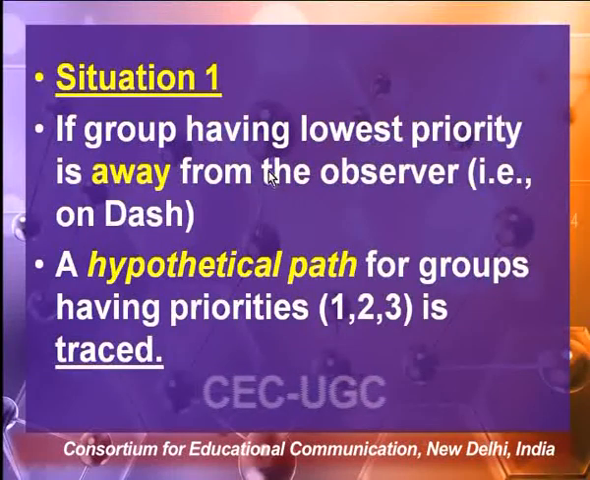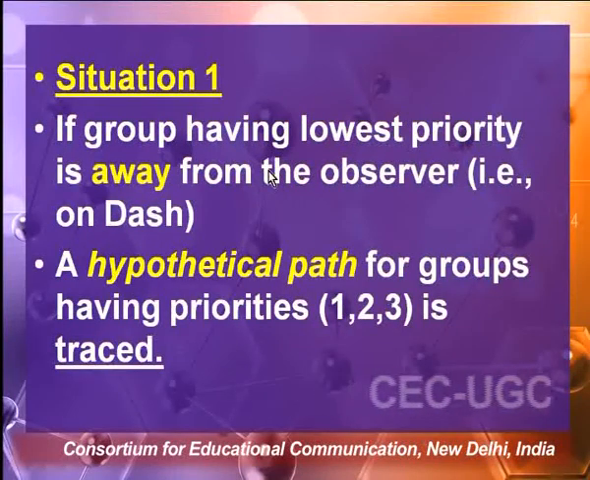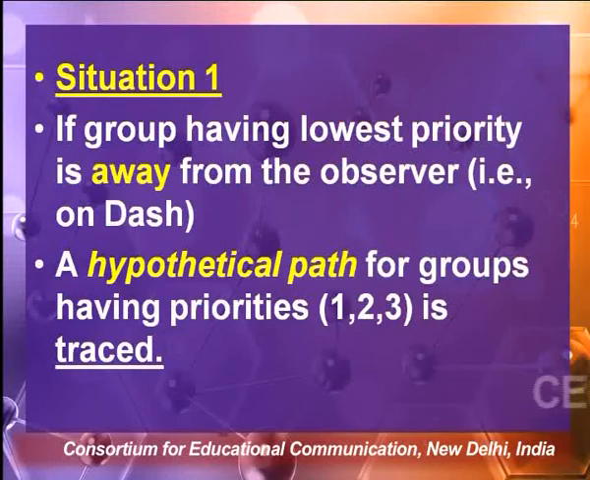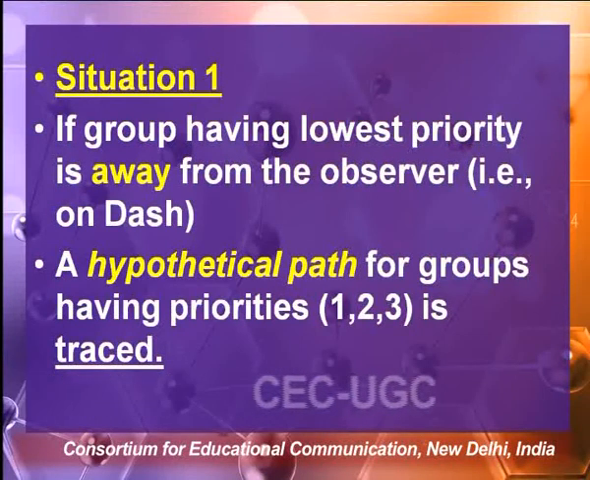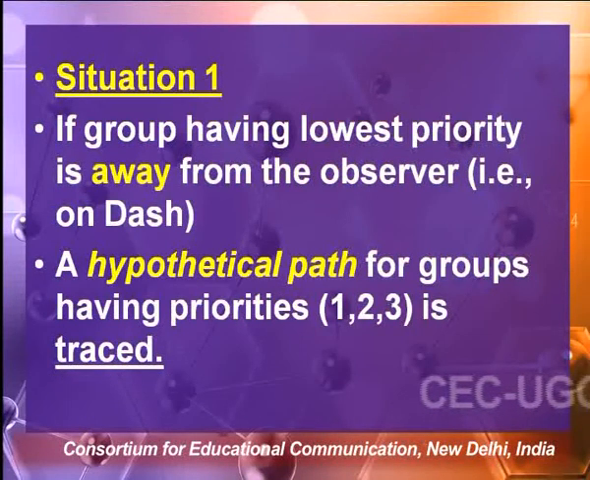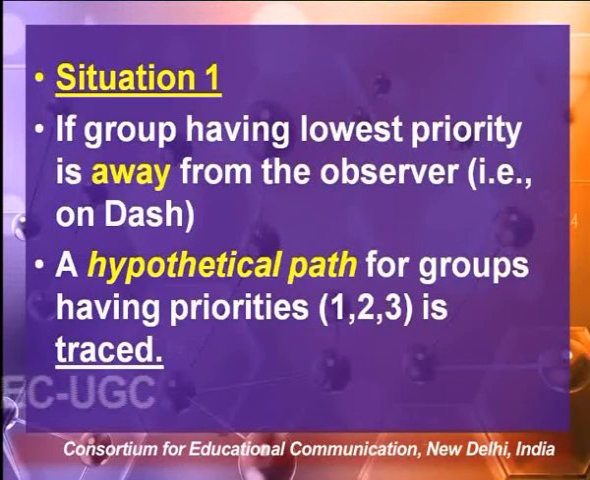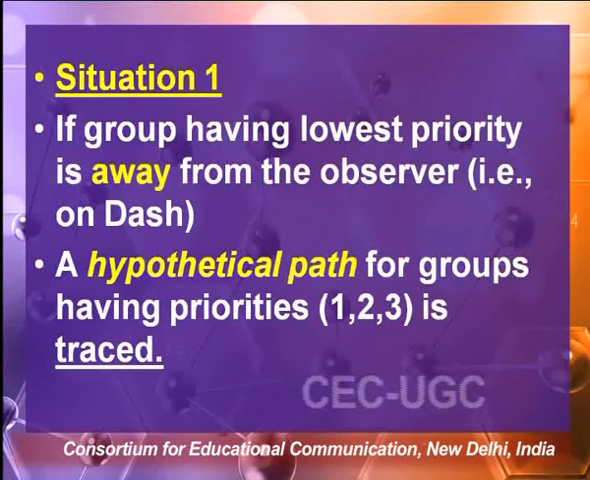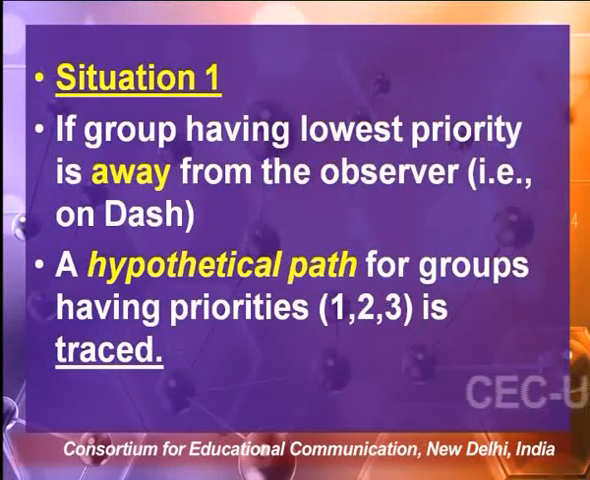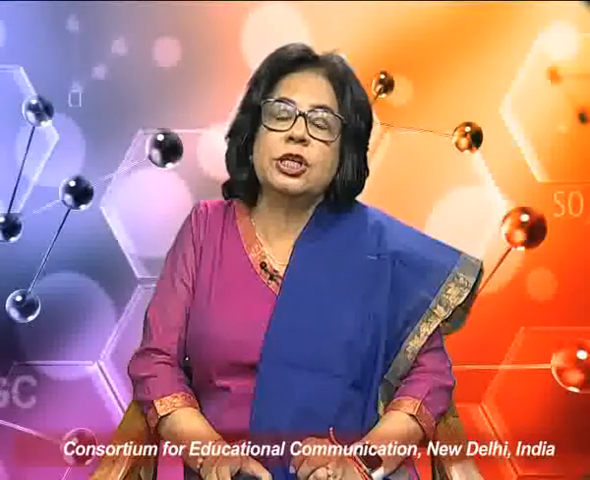So, and now we can have 3 situations. In the first situation, the group of lowest priority can be on the dash. In the second situation, the group having lowest priority can be on the wedge. And in the third situation, the group having lowest priority may be in the plane of the paper. So let us see what happens when we have situation number 1.